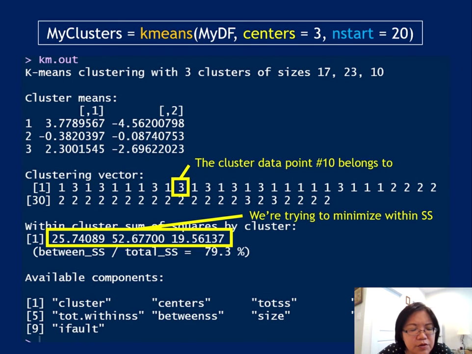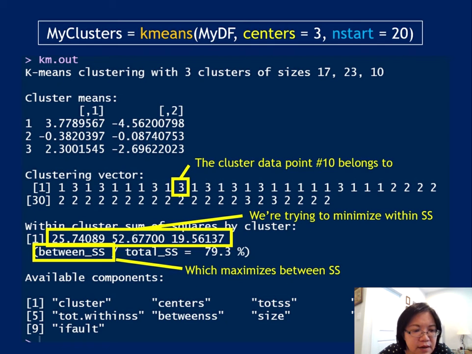The output also tells you the within cluster sum of squares. We want to minimize within sum of squares. These are the sum of squares for each of the clusters. There are 3 clusters, so we get 3 values. And then you can calculate the between sum of squares, which is really just the total minus the total of within. The between is what we want to maximize. The between cluster sum of squares divided by the total sum of squares is almost 80%, and this is a number we want to maximize. So 80% is actually pretty good.